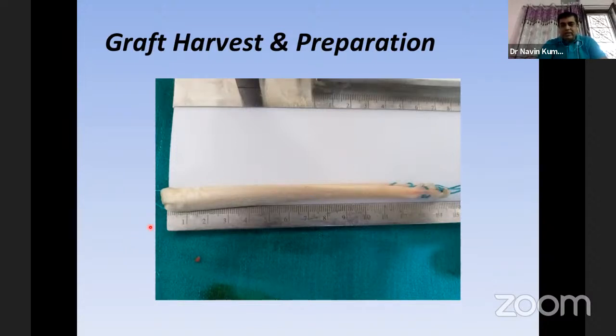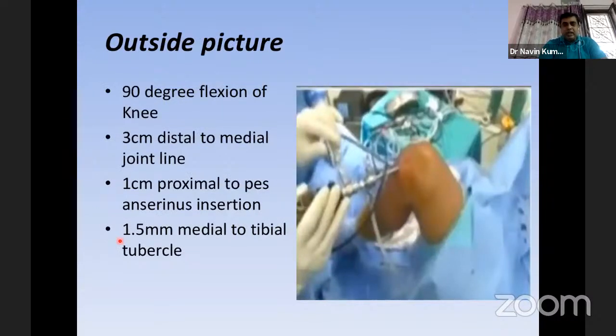So there is a multi-ligament injury: ACL, PCL, and MCL. So for the ACL, I use this peroneus longus graft. This is a very thick and robust graft, as we discussed in our previous seminar. This is the outside picture.